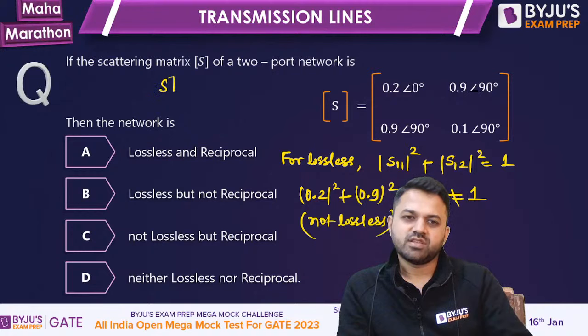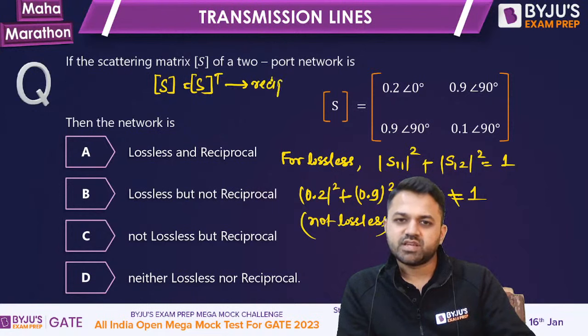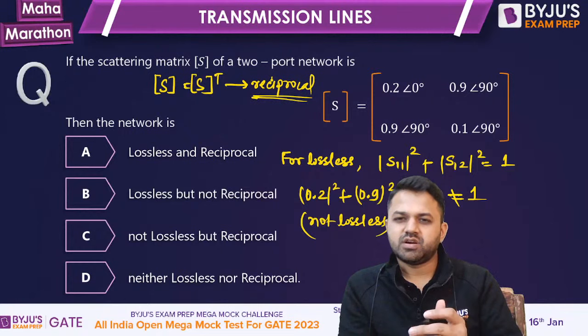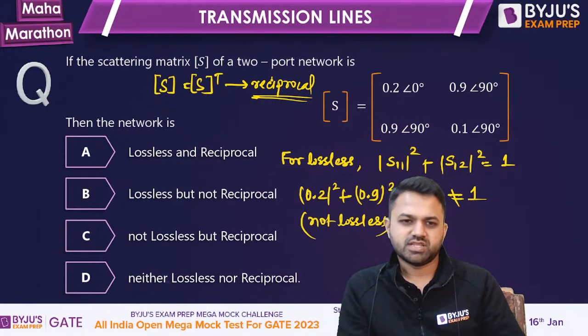And how do you check whether it is reciprocal? For a reciprocal network, the S matrix is equal to S transpose. It is following this, so it is reciprocal. So it is not lossless, but reciprocal. So option C.